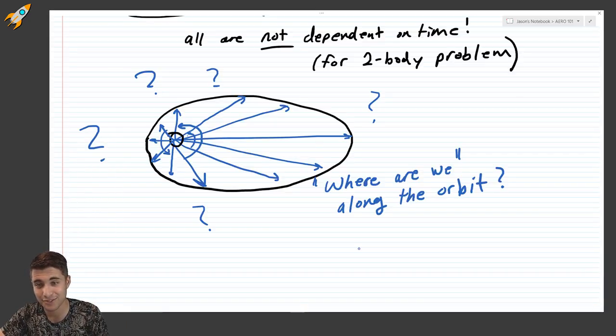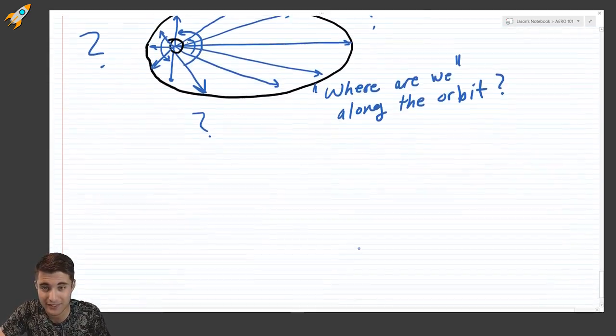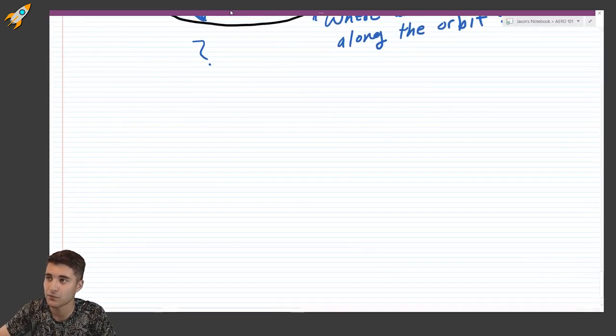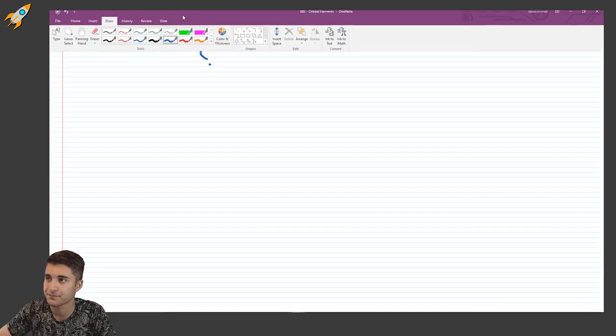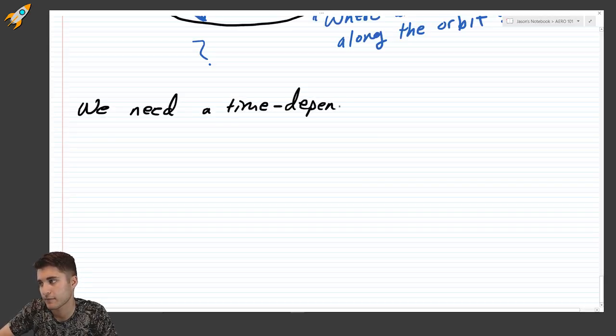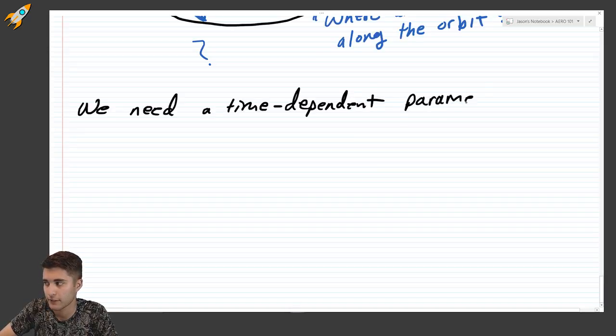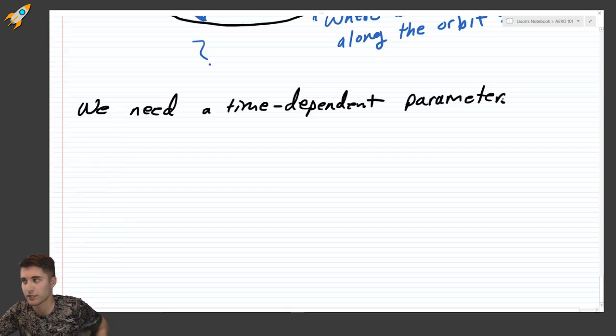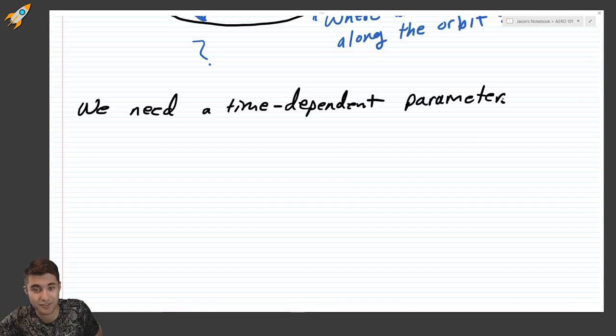we need to find an answer for this. Where are we along the orbit? There's one parameter that we're clearly missing that is dependent on time. So we need a time-dependent parameter. Okay? We need one, and we don't have one yet. That's gonna have to wait till next time, though.